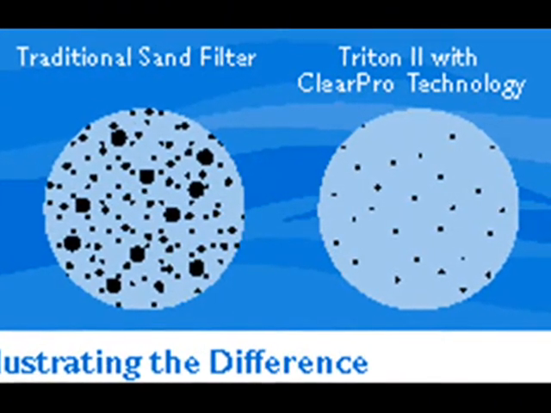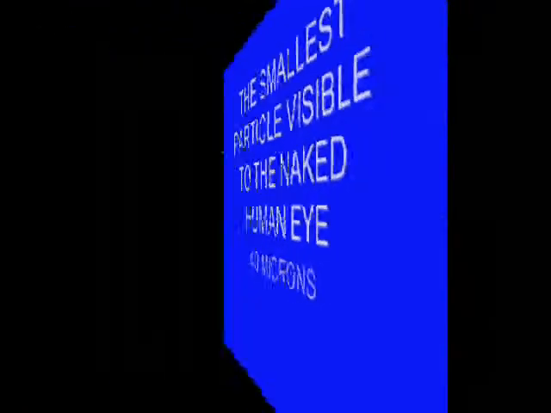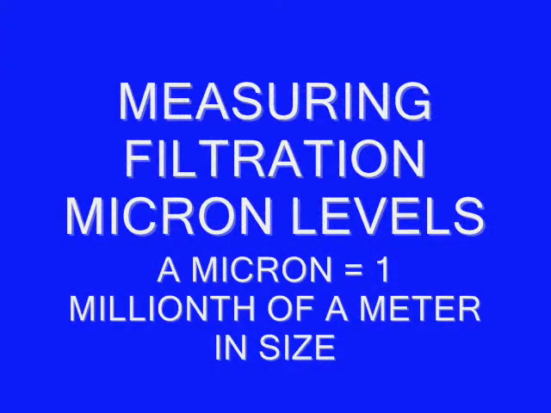What micron level is visible? The smallest particle visible to the naked human eye is 40 microns, so filtering down to levels lower than that is not necessary for water clarity. Claims of improvement in water clarity as measured between all three types of filtration are baseless, due to the human eye being unable to distinguish any noticeable difference.